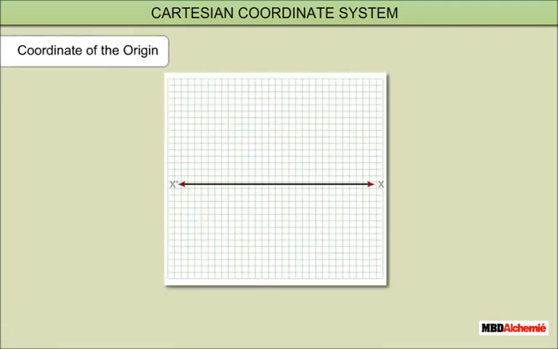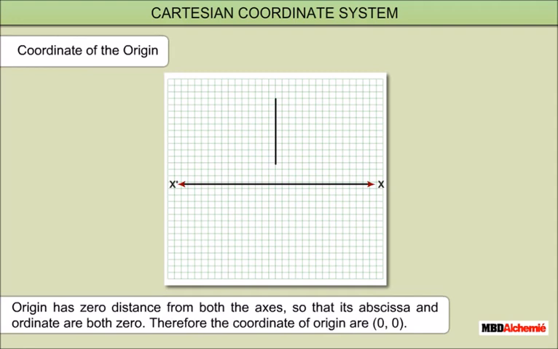Coordinates of the origin: The origin has zero distance from both the axes, so its abscissa and ordinate are both 0. Therefore, the coordinates of the origin are (0, 0).